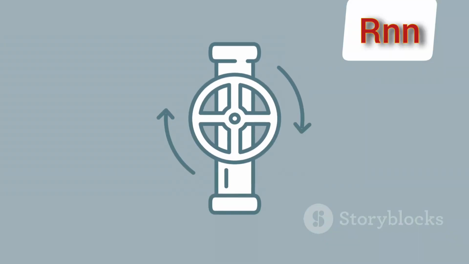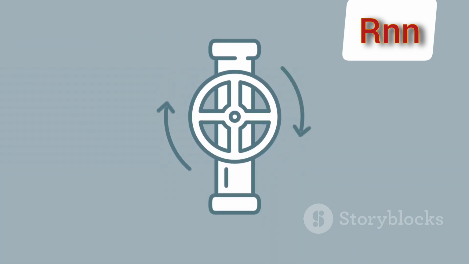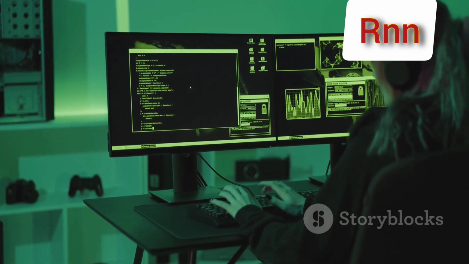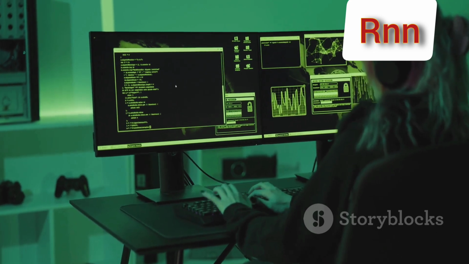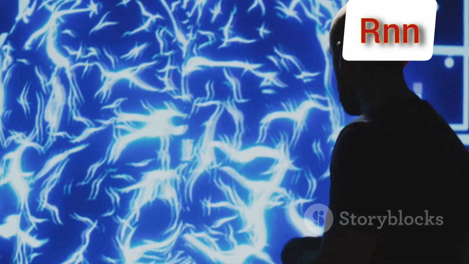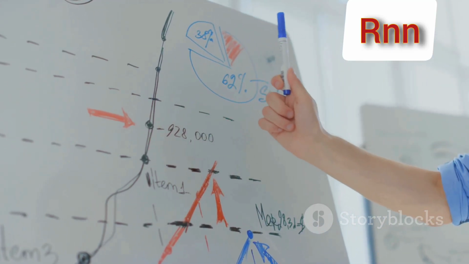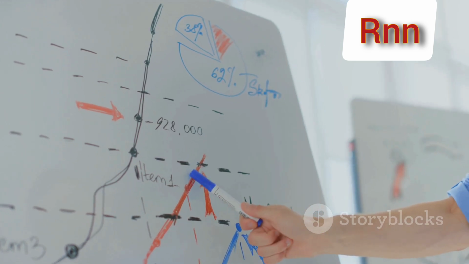LSTMs introduce gates that regulate the flow of information into and out of the cell state. These gates allow LSTMs to maintain relevant context over much longer sequences. Another effective architecture is the gated recurrent unit, GRU. GRUs offer a simplified structure while delivering comparable performance to LSTMs.